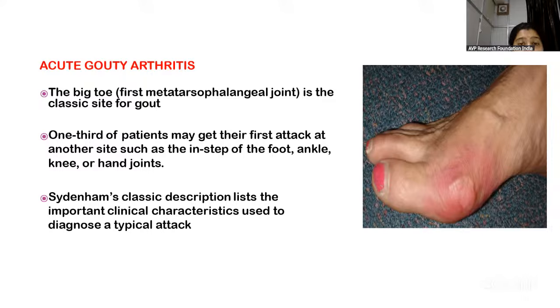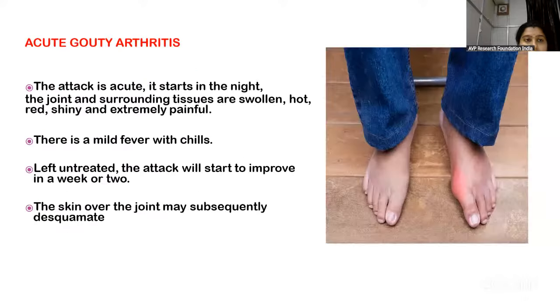So, in acute gouty arthritis, the typical finding is that your big toe is affected. The attack is acute. It starts in the night. The joint and surrounding tissues are swollen, hot, red, shiny, and extremely painful. There is mild fever with chills. Left untreated, the attack will start to improve in a week or two. The skin over the joint may subsequently desquamate. So this is the condition. It is in this stage that we get most of the patients, that is, in the stage of acute gouty arthritis.